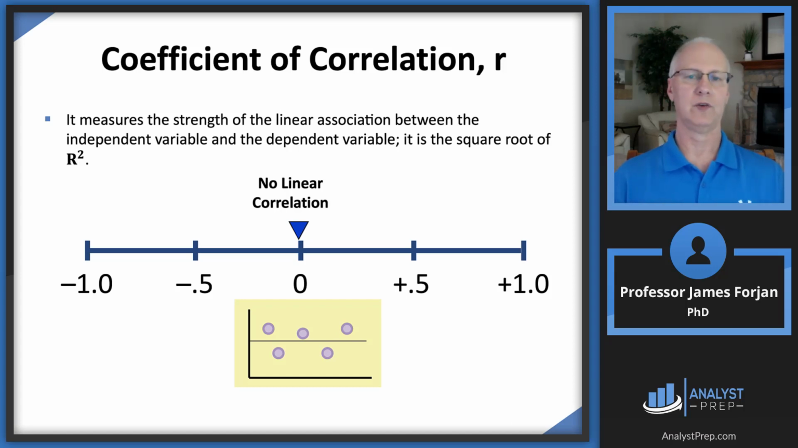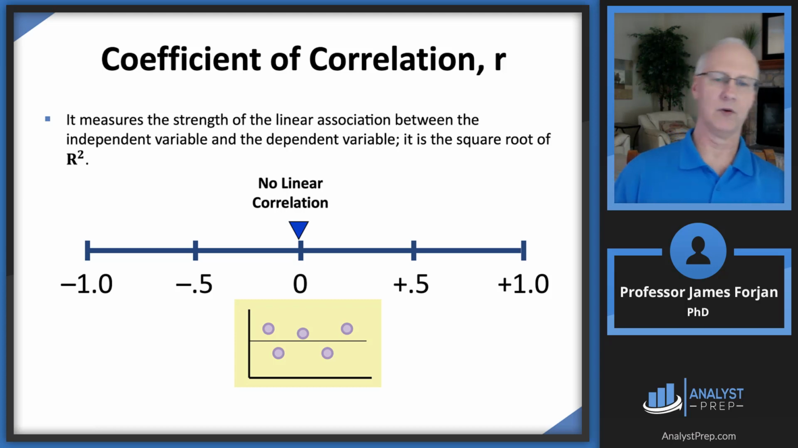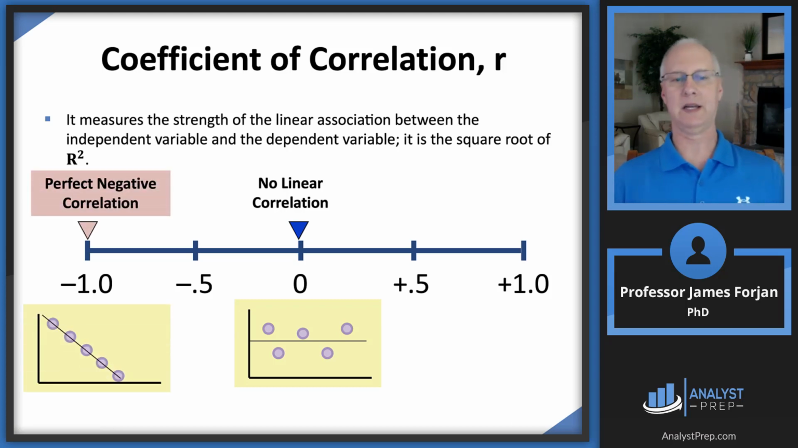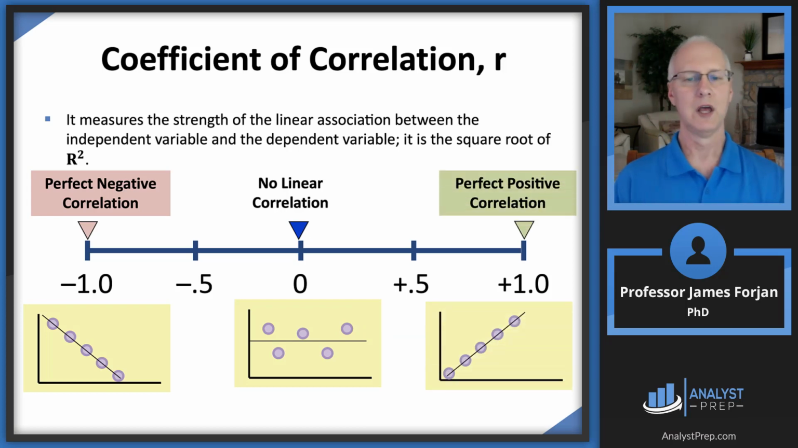And so if there is no linear correlation, then the correlation coefficient is going to be 0. If it's negatively related, we move all the way over to a -1. That means perfect negative correlation, and that means that when one variable does something, the other variable does exactly the opposite. And then, of course, positive correlation. As we move from 0 out to +1, that's an increasing degree of positive correlation. And there's a picture of what two perfectly positively correlated variables look like.